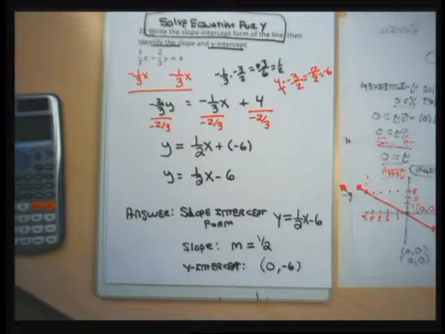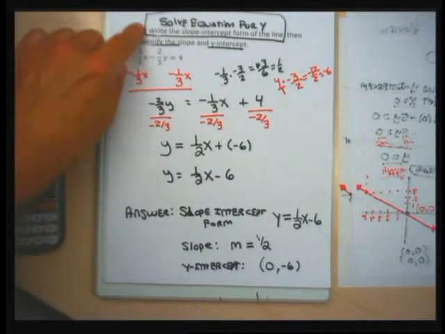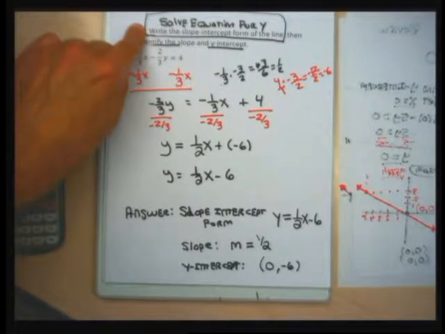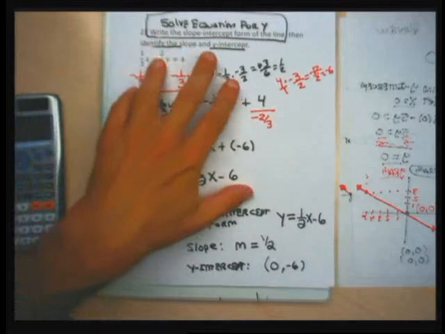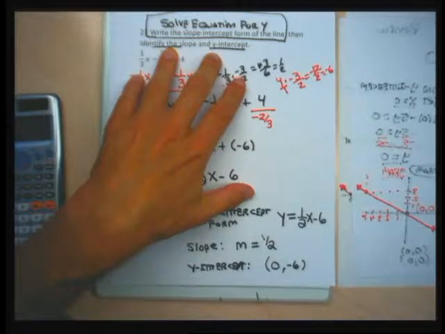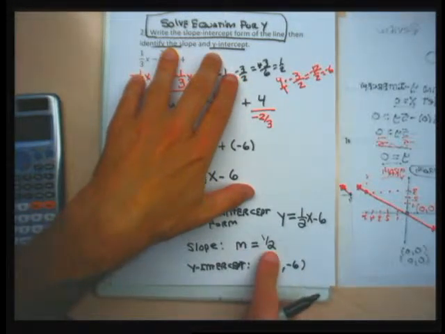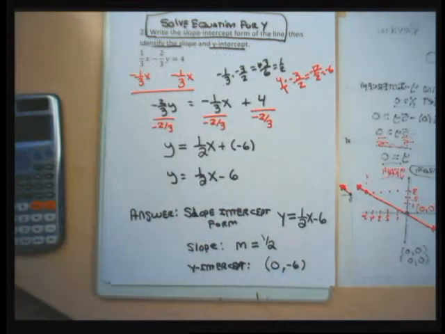I did the algebra to solve the equation for y. Writing it in slope-intercept form means solve the equation for y. And then I identified the slope and identified the y-intercept. And I wrote them nicely. I wrote an m next to the slope. I wrote the y-intercept as a point.